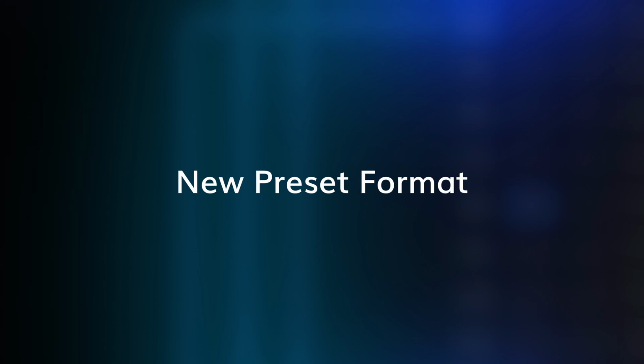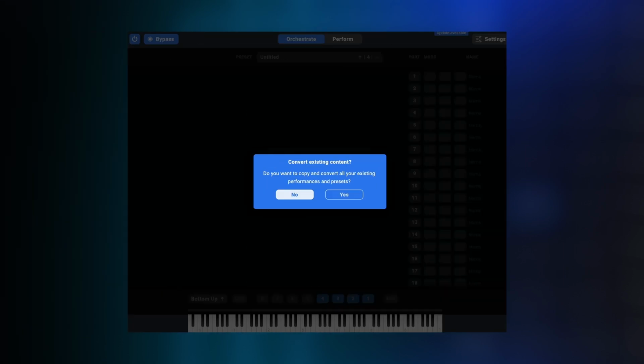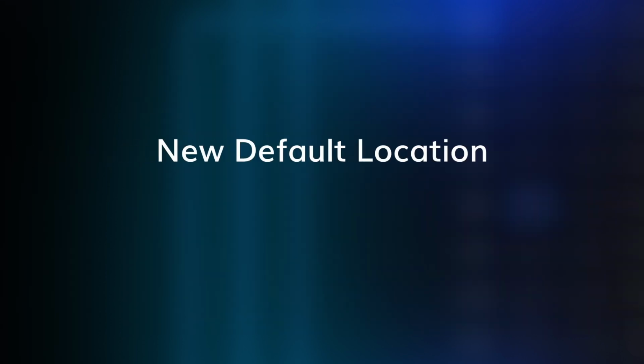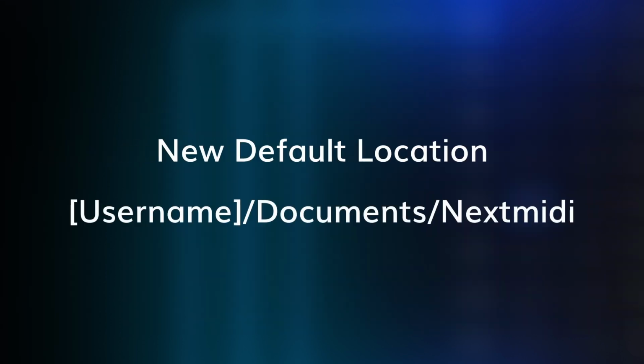Switching between performances is now a bit quicker as we introduced a new preset format. On first startup, Divisimate 1.4 will prompt you to convert your old presets and performances to bring them to the new format. But don't worry, the old files remain untouched as the new version of Divisimate introduces a new default location for presets that is more accessible and easy to remember. Presets and performances will now just live under user/documents/nextmidi on both Mac and PC. This also means that you can just go back to your old version of Divisimate and find everything unchanged because the old files are still there.